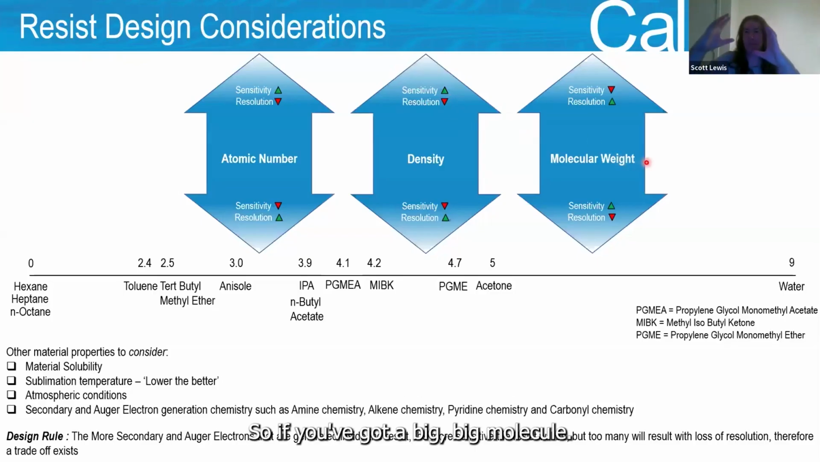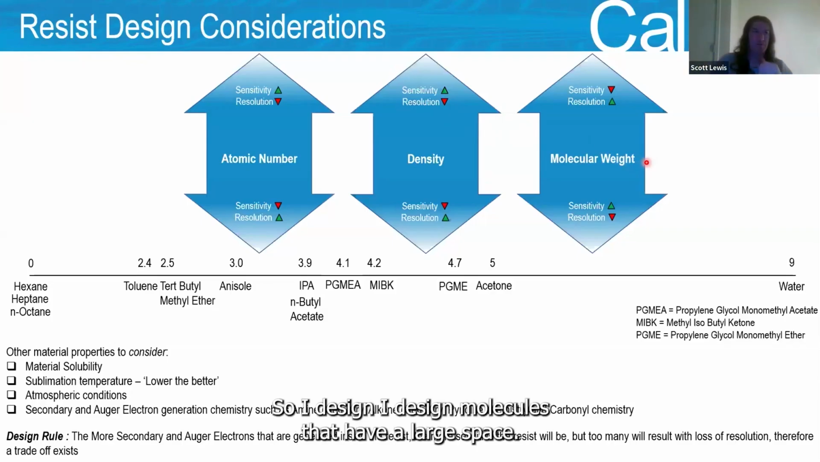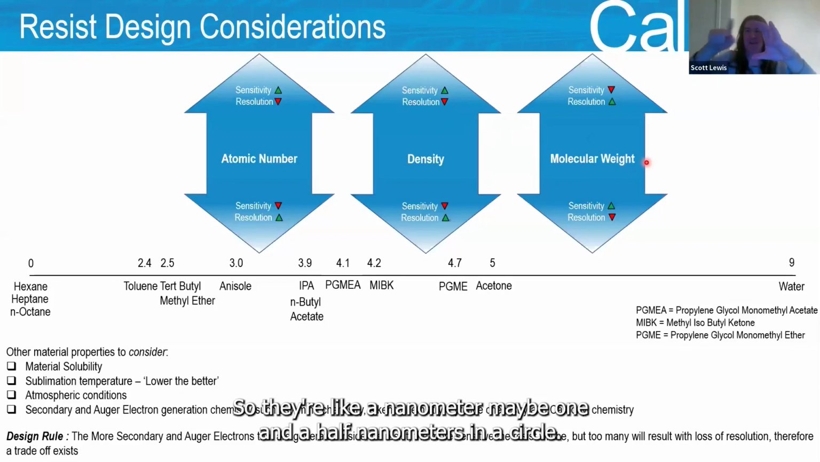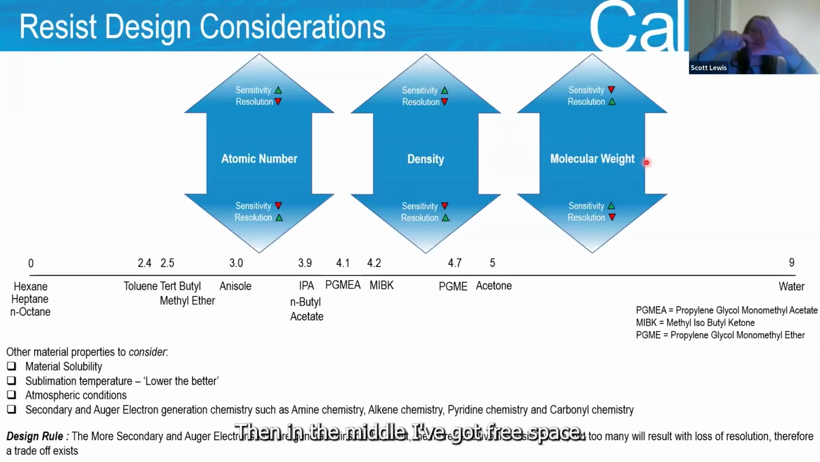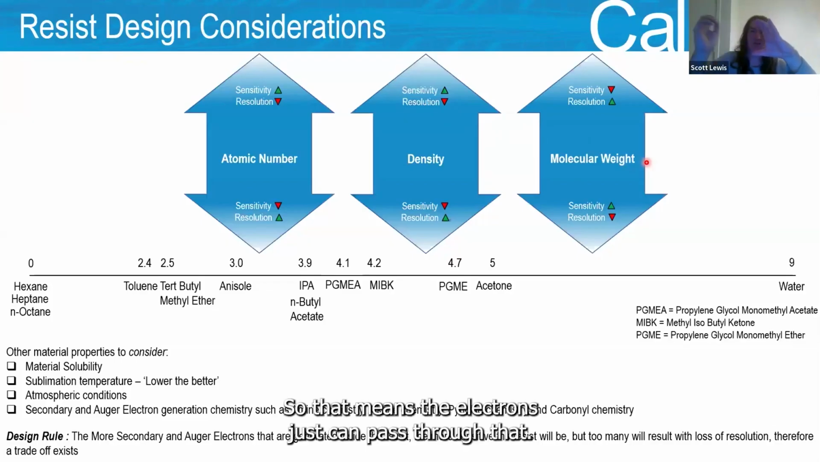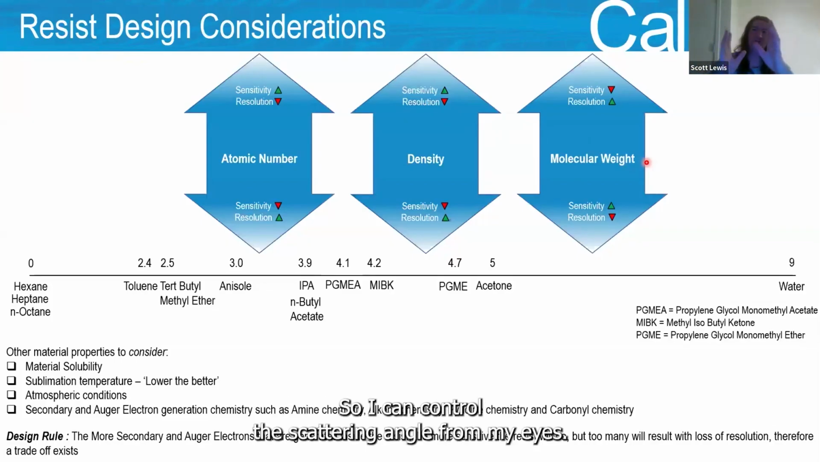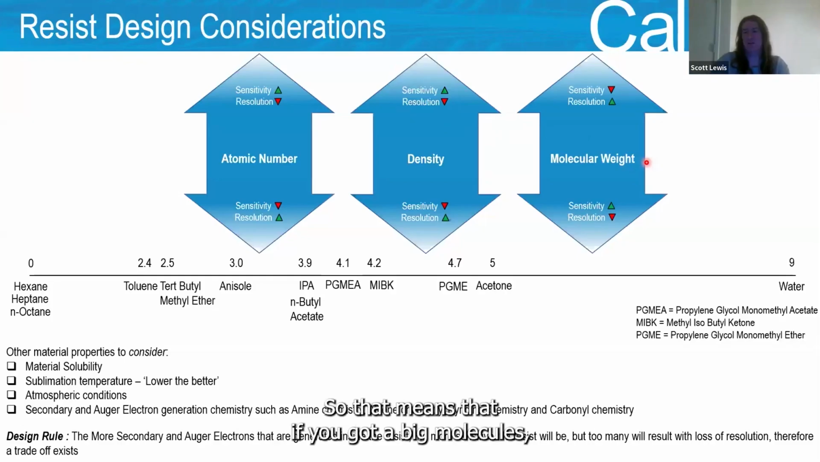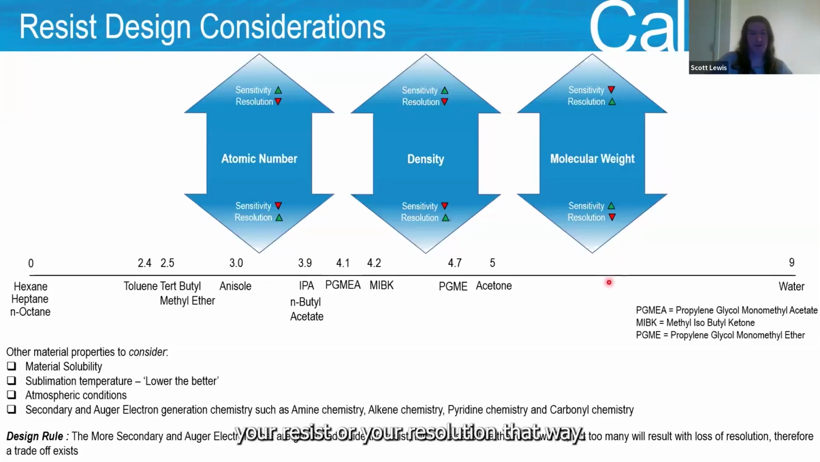Molecular weight is an interesting one. If you've got a big molecule, I design molecules that have a large space, so they're like a nanometer, maybe 1.5 nanometers in a circle. Then in the middle, I've got free space, so the electrons can just pass through that. So I can control the scattering angle from that. With big molecules, you're essentially not going to have a scatter, you just pass through. So you can control your resolution that way.